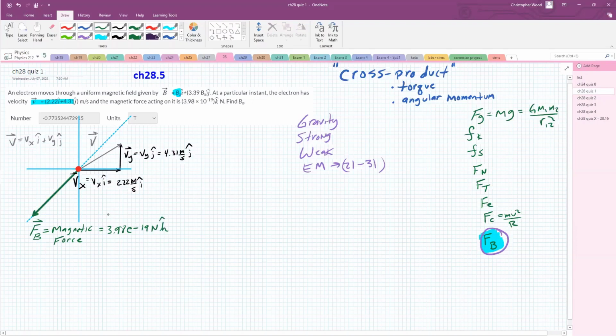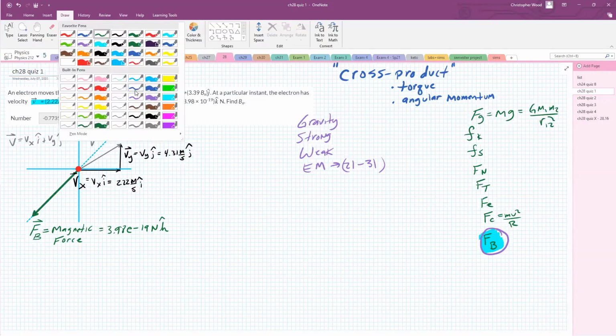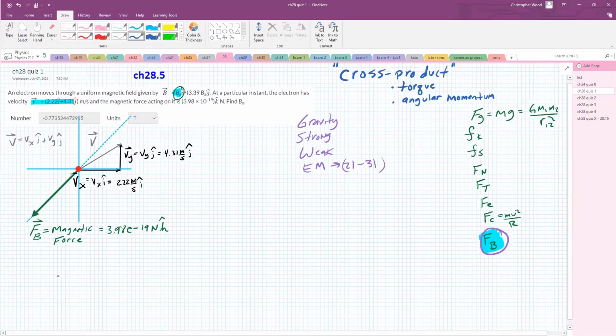So I should be able to figure out B subscript x. This is my unknown right now. And here's the starting point. It turns out that this is how nature behaves. Nature behaves the following. Here's how nature behaves. F subscript B equals Q v cross B. This is how nature behaves.